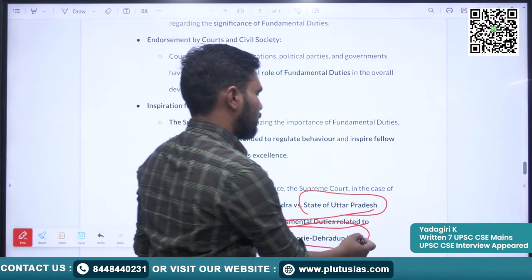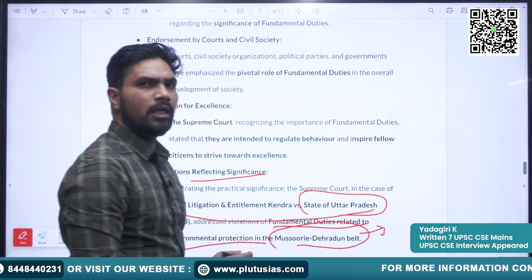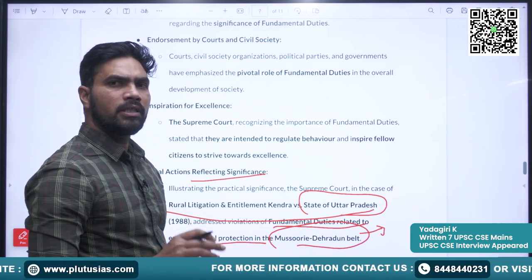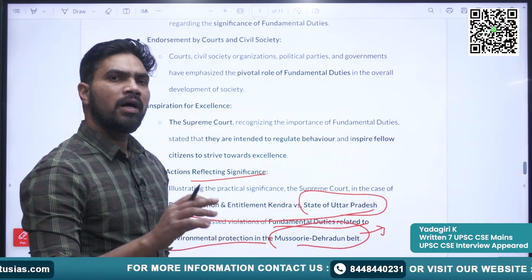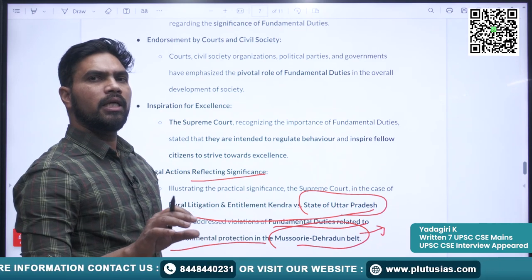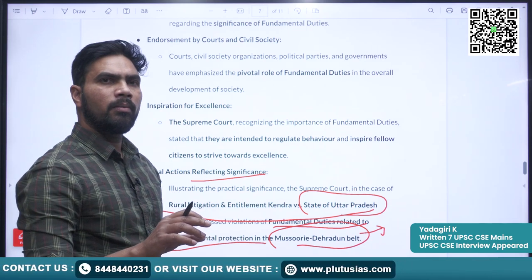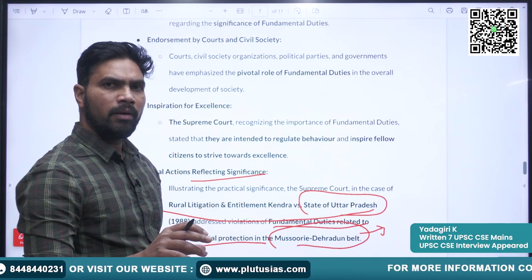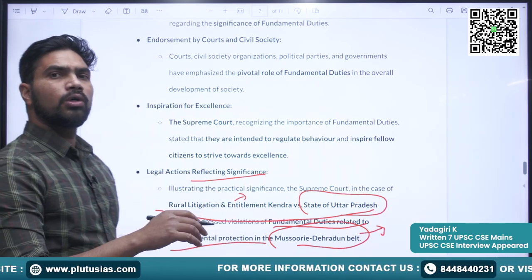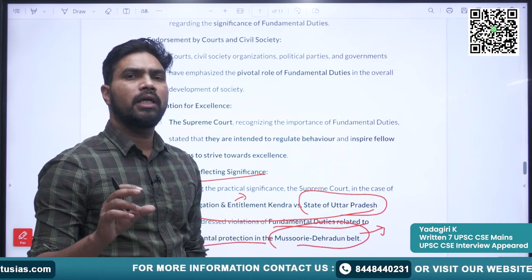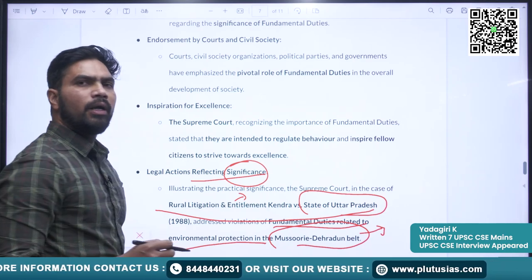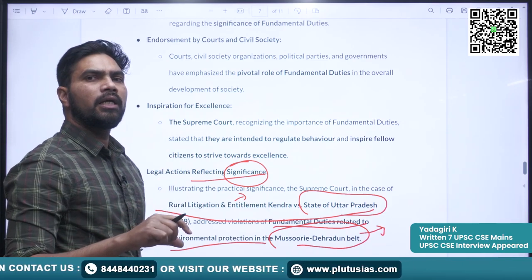Tourism has increased in the hilly or mountain regions, and the environment is being disrupted. There are a lot of infrastructure development activities. So in this way, the people residing in that area are facing the problem of destruction of the environment. So the Honorable Supreme Court invoked the fundamental duty of protecting the environment. So in this way, the importance of fundamental duties has been reiterated once again.